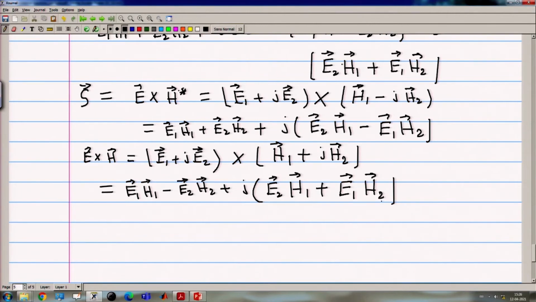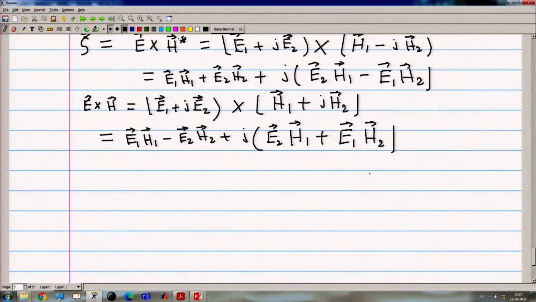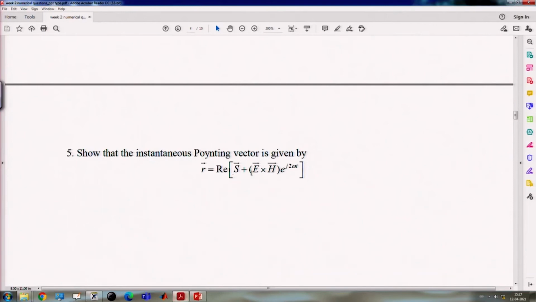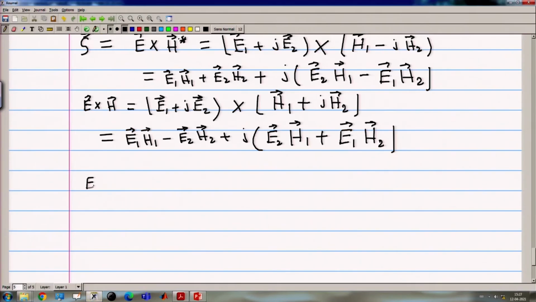Now, we can substitute all these values, and also we can do this term E cross H into e to the power j 2 omega t. This part we can do E cross H into e to the power j 2 omega t. So, this multiplication means total term into cos 2 omega t plus j sin 2 omega t. So, that we can write.